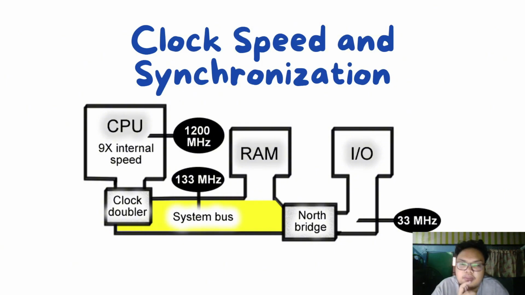Think of clock speed as the drum beat of a band. Faster beats mean the band plays quicker, but if the beat is inconsistent, the music falls apart. Similarly, the CPU clock ensures all operations are synchronized.